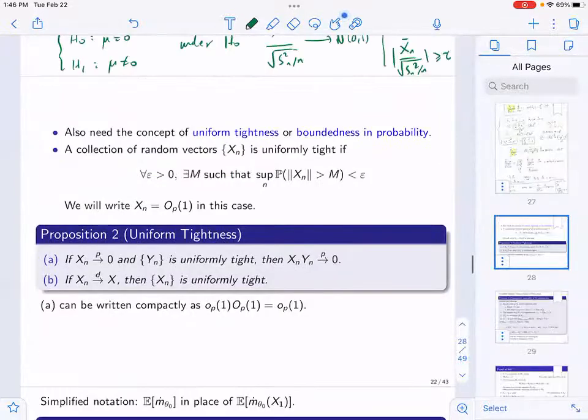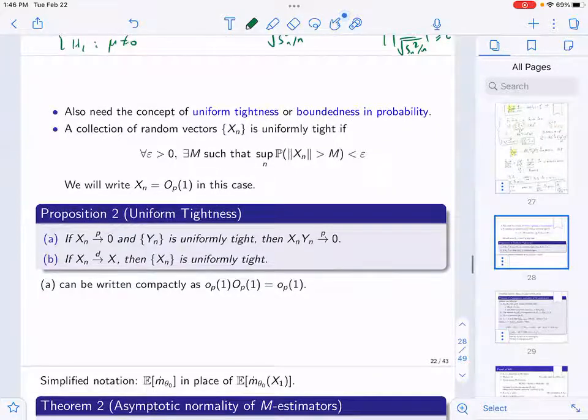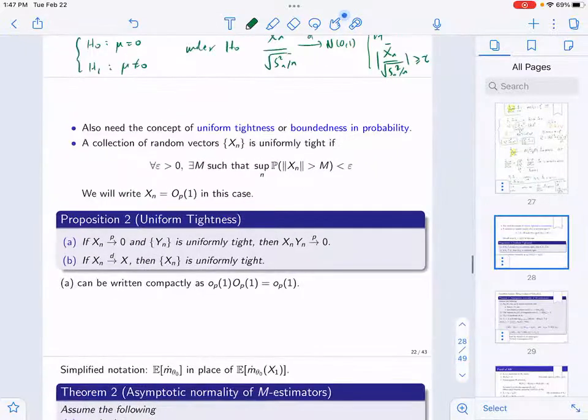This is the notion of boundedness in probability, also called uniform tightness. It's probabilistic jargon. A sequence of random variables is uniformly tight if for every epsilon there exists an M such that for all n, the probability that the norm of Xn is bigger than M is less than epsilon. Uniform here means M works for any n. So you look at the sequence after some point, and all of them are going to be less than M with probability 1 minus epsilon.